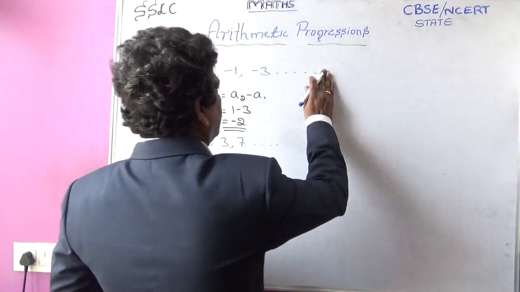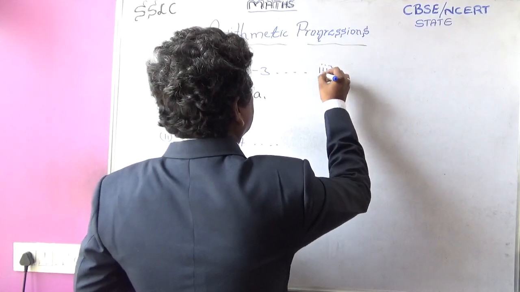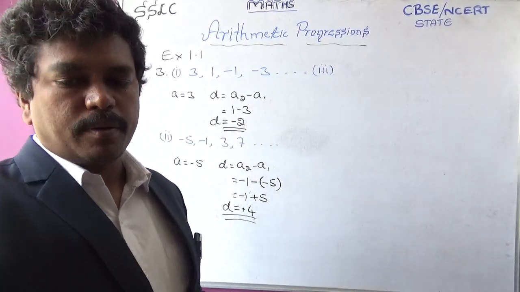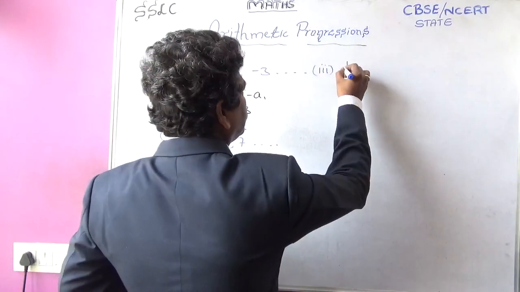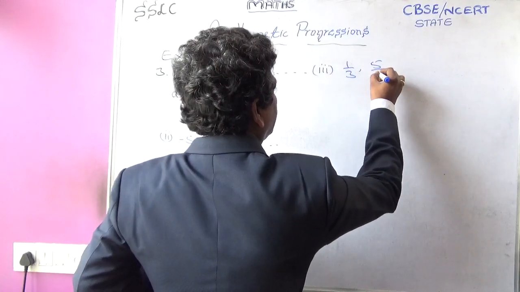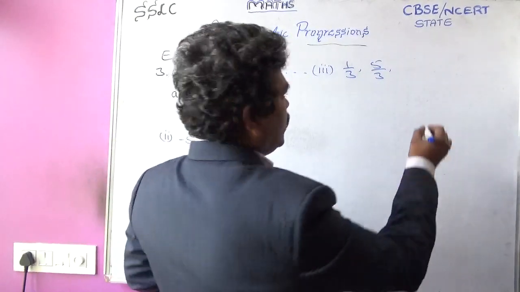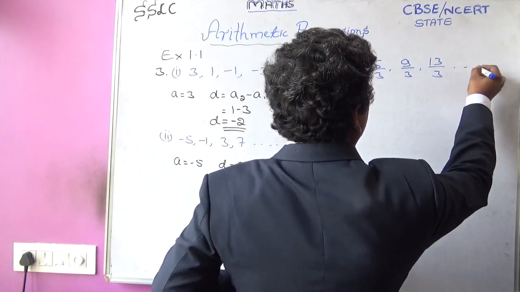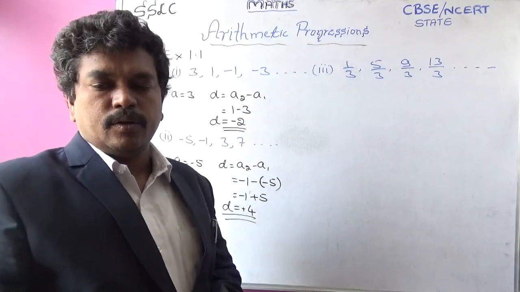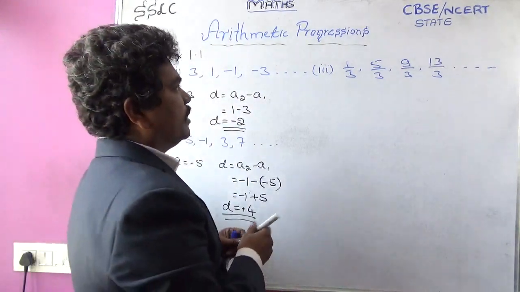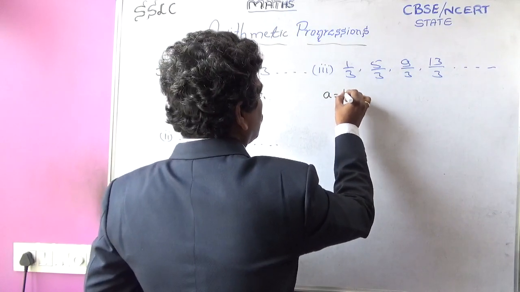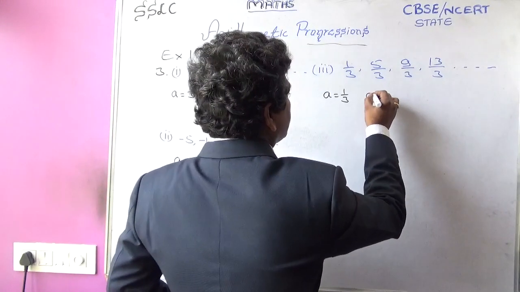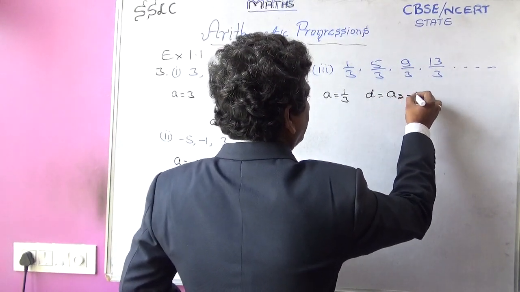Then we have to take the next problem, that is the third one. The third problem is given that 1 by 3, 5 by 3, 9 by 3, 13 by 3 and so on. So here we have to write the first term and the common difference. The first term is easy. A is equal to 1 by 3. Now we have to find the common difference. Common difference, D is equal to A2 minus A1.